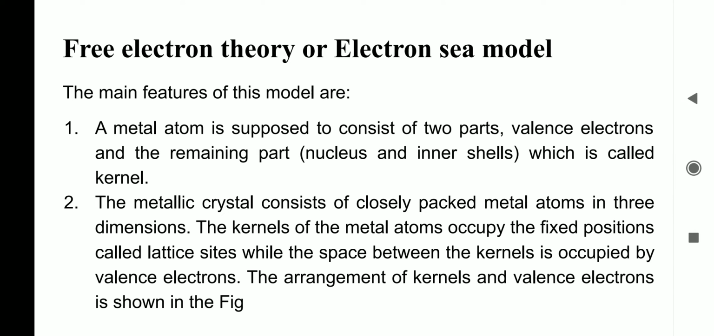Free electron theory or electron sea theory was given by Lorentz, and the main features of this theory are that a metal is supposed to consist of two parts, valence electrons and the remaining part including nucleus and inner shells, which is termed the kernel. The metallic crystal consists of closely packed metal atoms in three dimensions. Kernels of the metal atoms occupy the fixed positions called lattice sites, while the space between the kernels is occupied by the valence electrons. This arrangement of valence electrons and kernels is shown in the next figure.